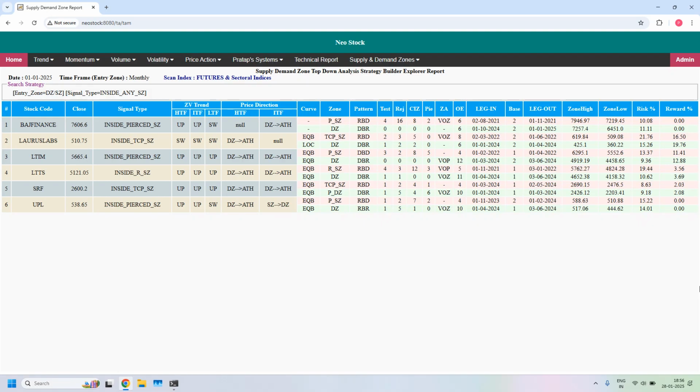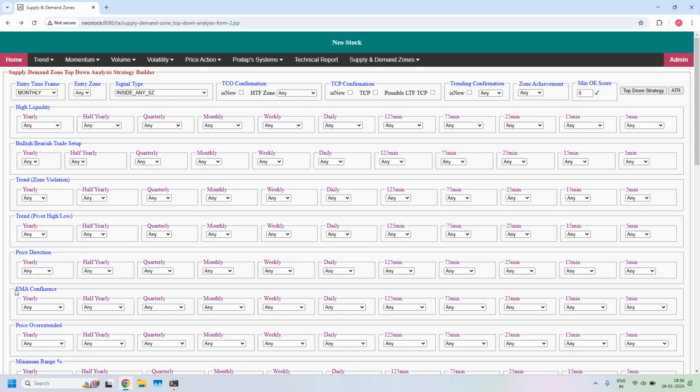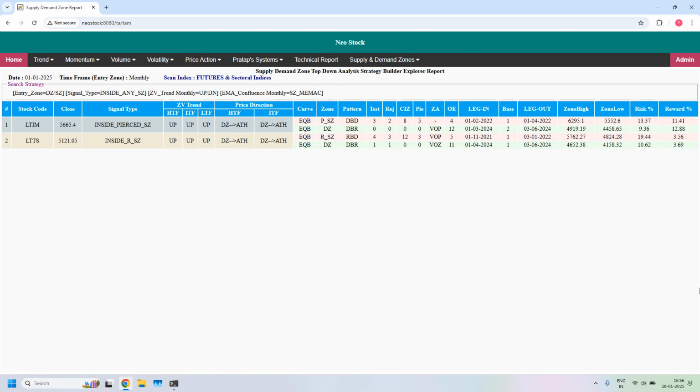So out of these 6, how many are having monthly EMA Confluence? Let's verify. So in the EMA Confluence monthly time frame, I am setting the filter monthly supply zone having monthly EMA Confluence, trend on the monthly time frame up or down. Let's filter. We got 2 stocks, and both these monthly supply zones are pierced supply zones.